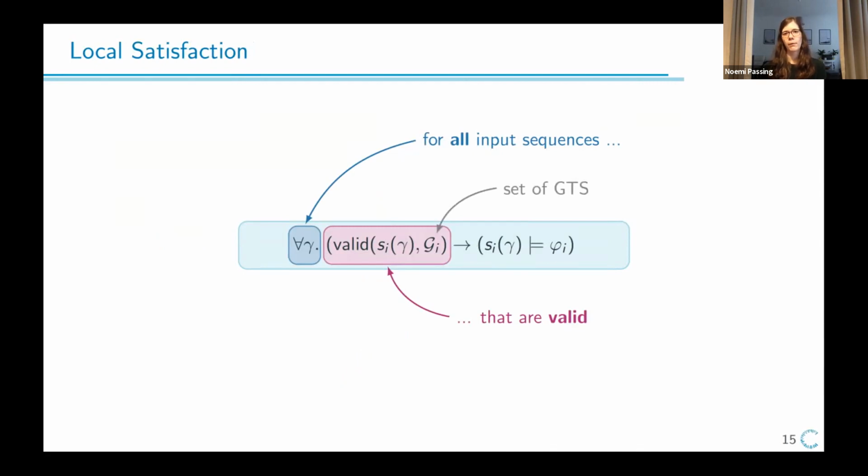Well, and throughout this talk, you can just assume that this set GI contains the guaranteed transition systems of all other processes. And then the sequence is valid with respect to GI, intuitively, if it can be produced by the guaranteed transition systems contained in GI. So our strategy intuitively then only has to satisfy the specification on sequences that can really occur if our processes interact.